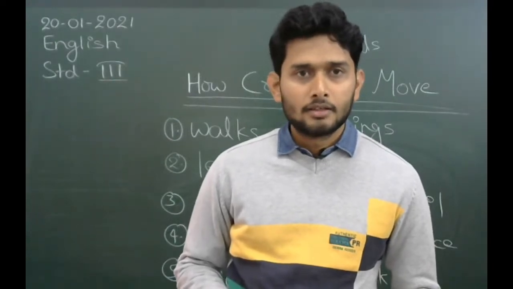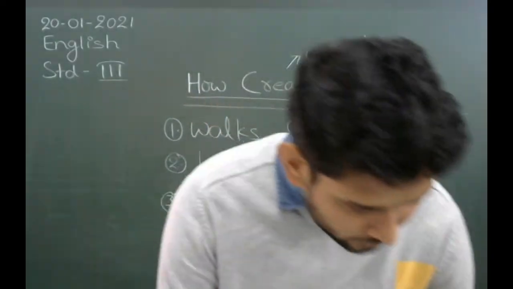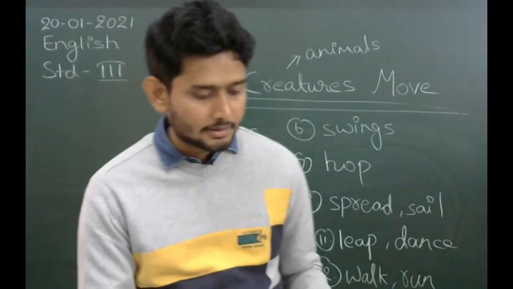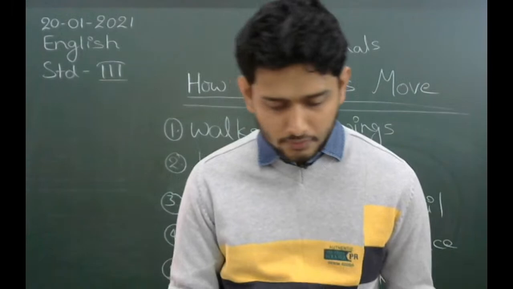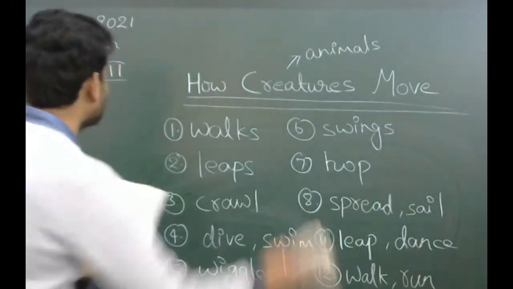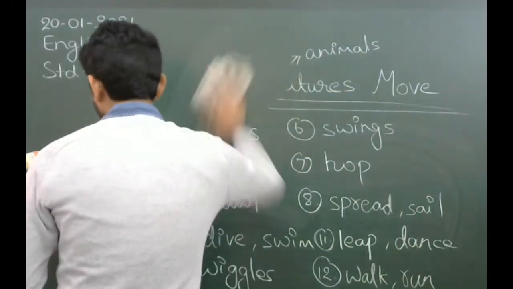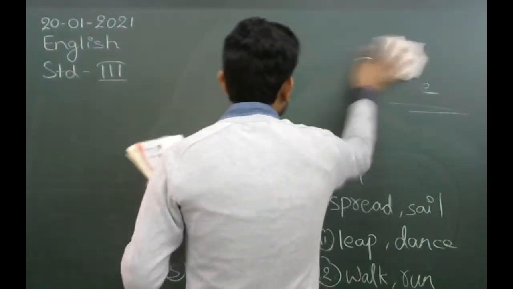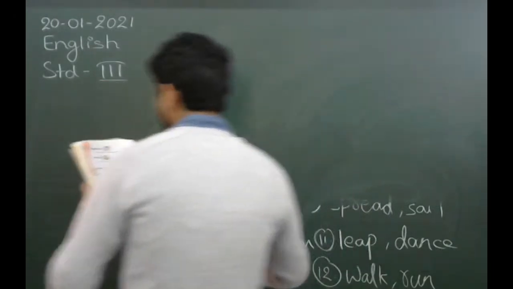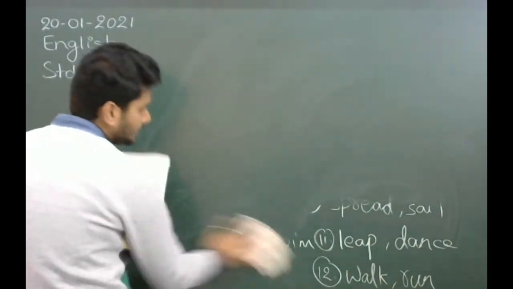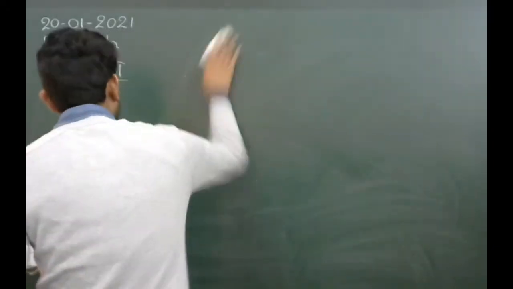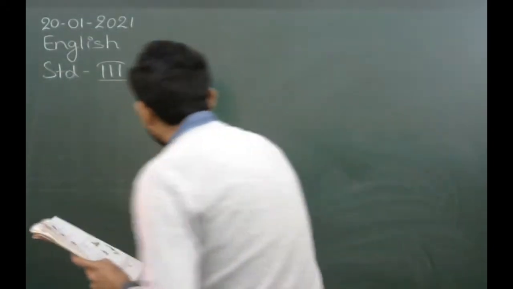Okay, and students, now let us do the last question of this session. Let's write. It's very easy, so we are going to do this question. Just you have to match the animal's movement. On the left hand side you have the names of animals, and on the right hand side you have their movements. So you have to match the movement with the right animals.